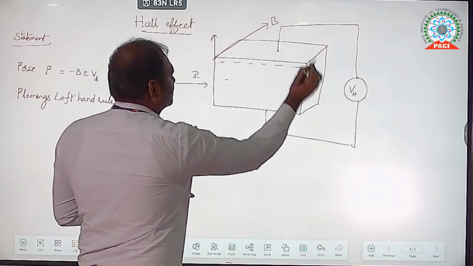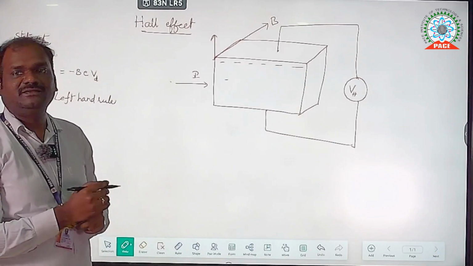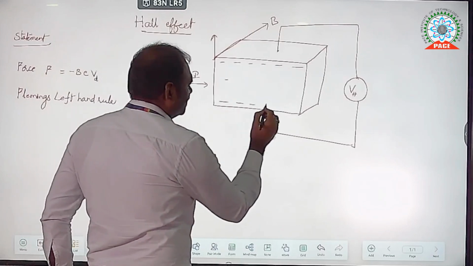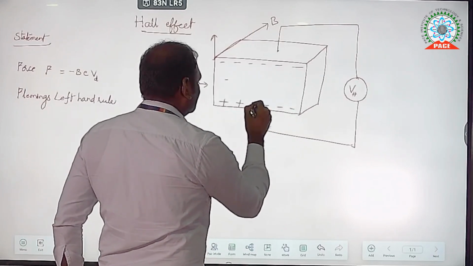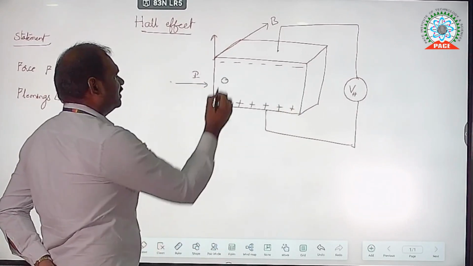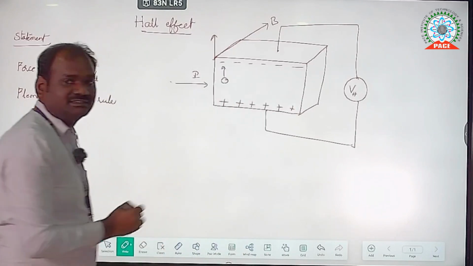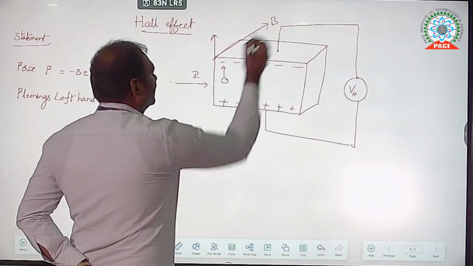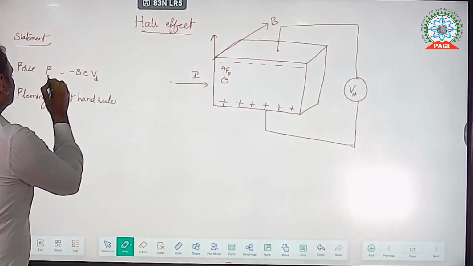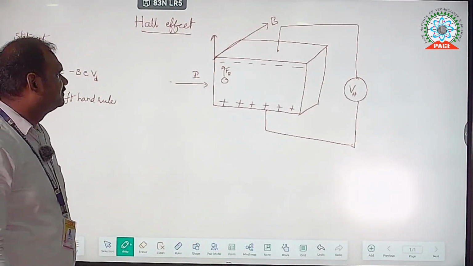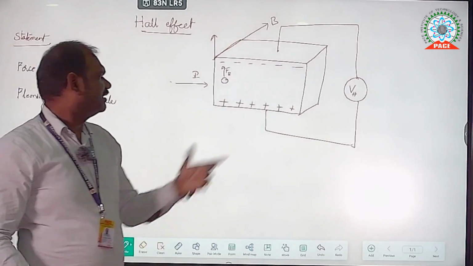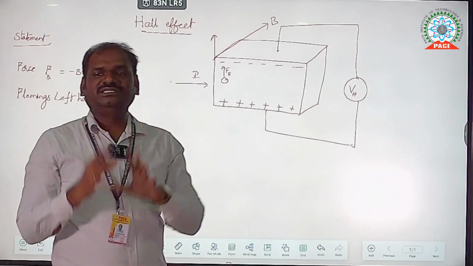Electrons reach the top surface, and then automatically there is an induced positive charge in the bottom region of the semiconductor slab. On this negatively charged electron, the force acts in the upward direction due to the applied magnetic field, that is FB, force due to magnetic field. Now, this top surface becomes a negatively charged region and the bottom surface becomes a positively charged region.